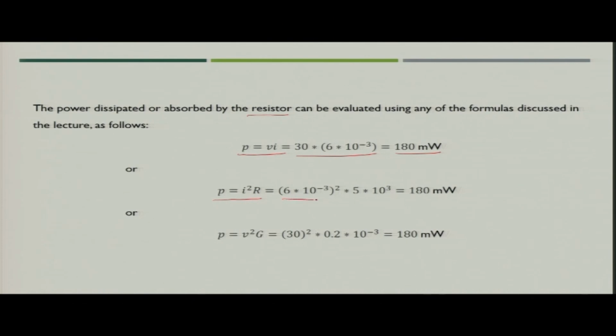Similarly, P can also be represented as I square R. So, put the value of current I. So, I square into R, if you put the value, again you will get the same value of power dissipated, that is 180 milliwatt. Now, the third option is that you can calculate with the help of conductance, that is P is equal to V square G. Put the value, you will again get the value of 180 milliwatt. So, you can use any formula which you want to use for calculation of power, you will get the same value eventually.